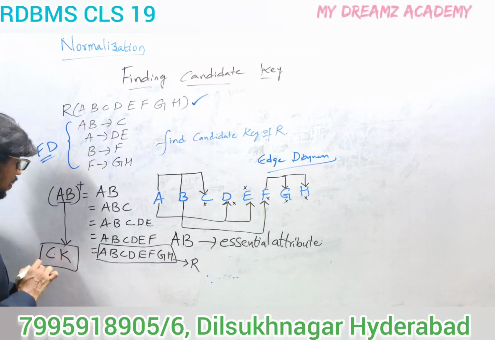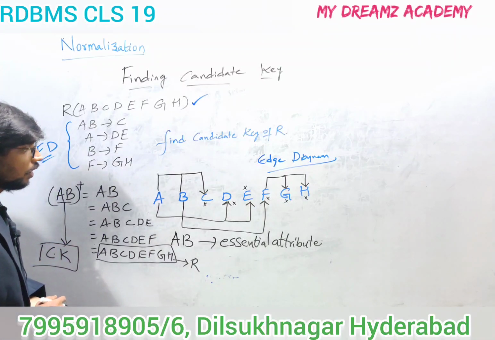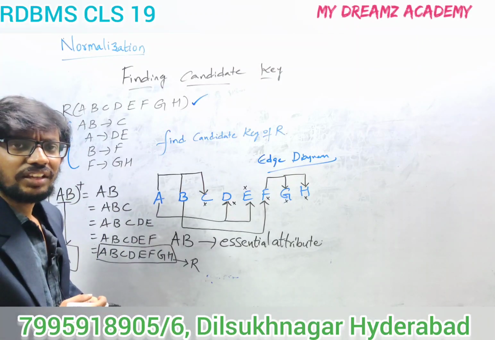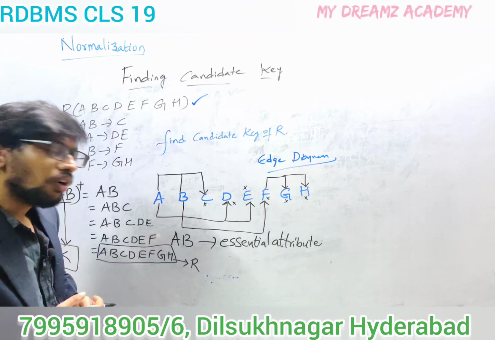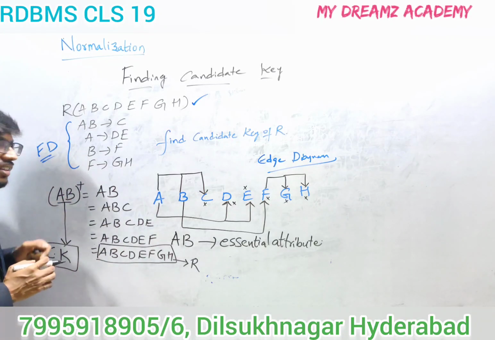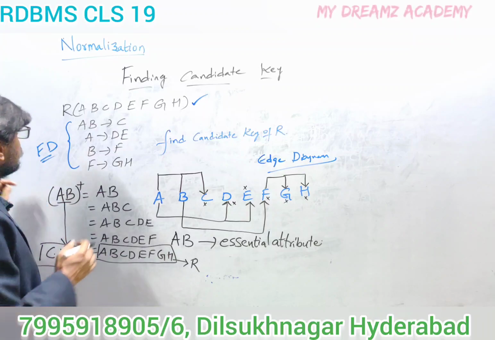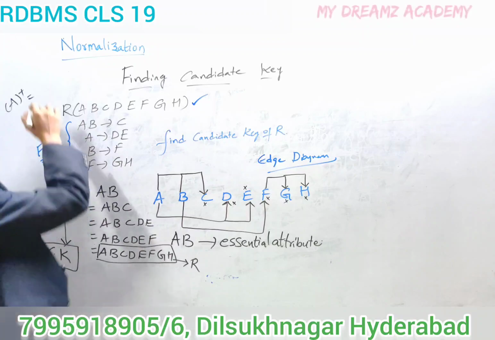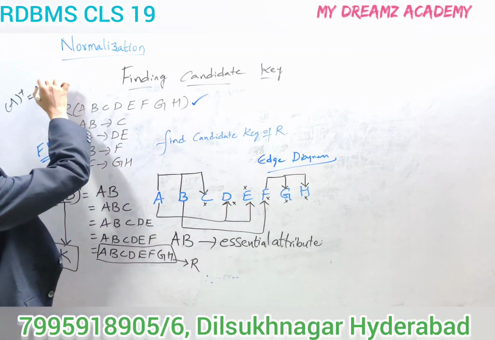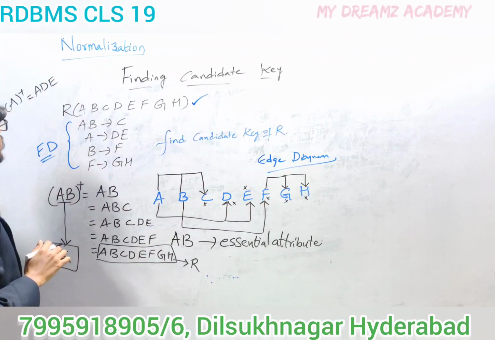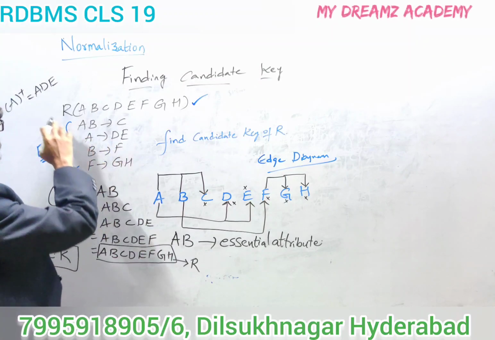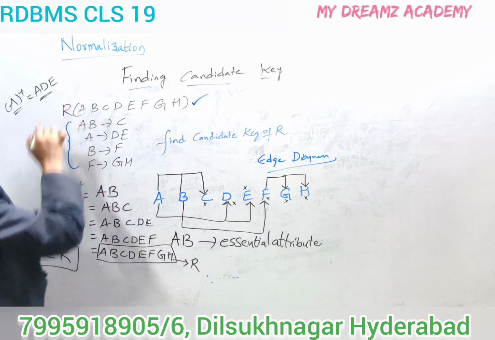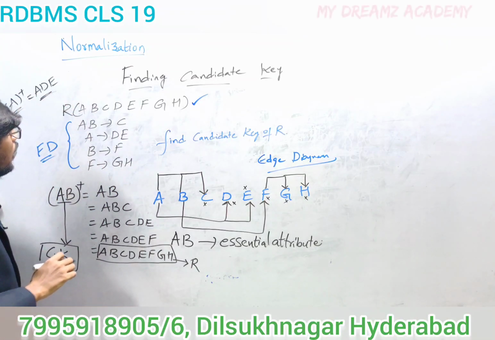Now I can declare AB is a candidate key. Okay, now let us check, is there any possibility of having any other attributes as a candidate key? We'll check. So if AB is a candidate key, then check whether A closure can form a candidate key. A closure: if I know A, I get DE. Anything else? Nothing, we cannot get. From A I can determine only ADE.